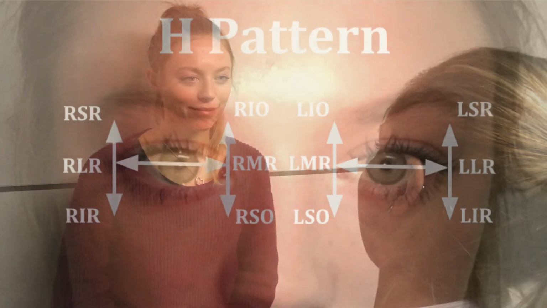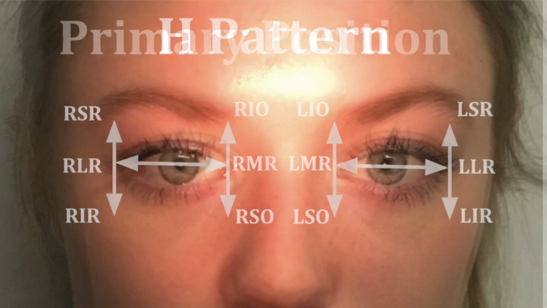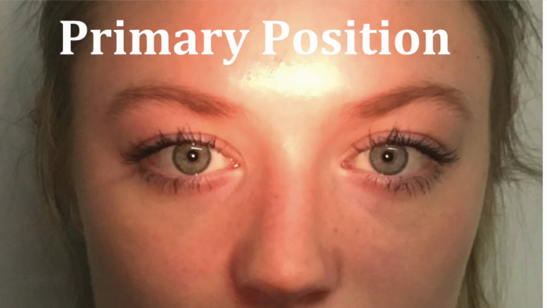Thanks, Caitlin. The H pattern is used to assess the range of ocular movements by looking at the muscle family, which includes the agonist, its contralateral synergist, the ipsilateral antagonist, and the contralateral antagonist. To start, we have the eyes here in primary position and observe any deviation by looking at the symmetry of the corneal reflections between the eyes.